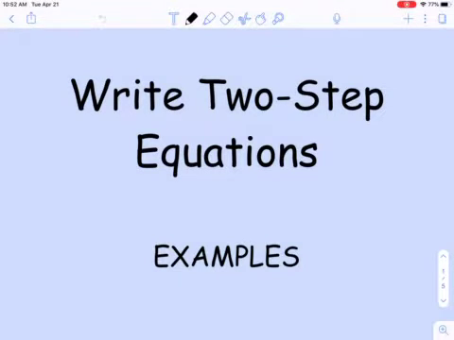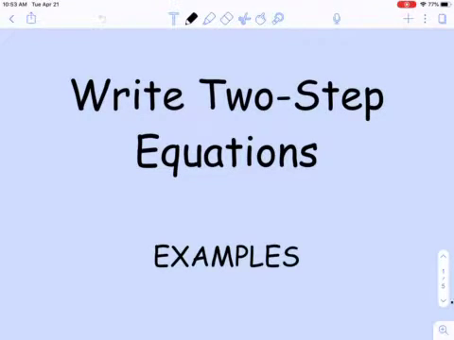Hey everybody. So we've talked now kind of about some of the vocabulary that we're looking for when we're writing equations straight up from words and putting them into symbols. So let's look at some examples, and you can keep in mind some of the key words we're looking for. All right, and I'll point those out as we go.